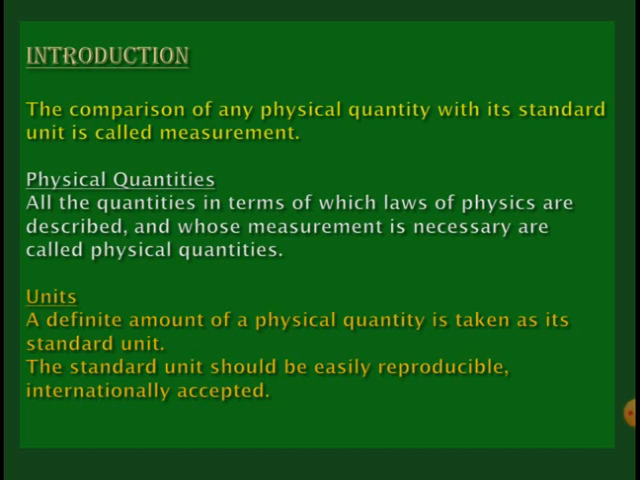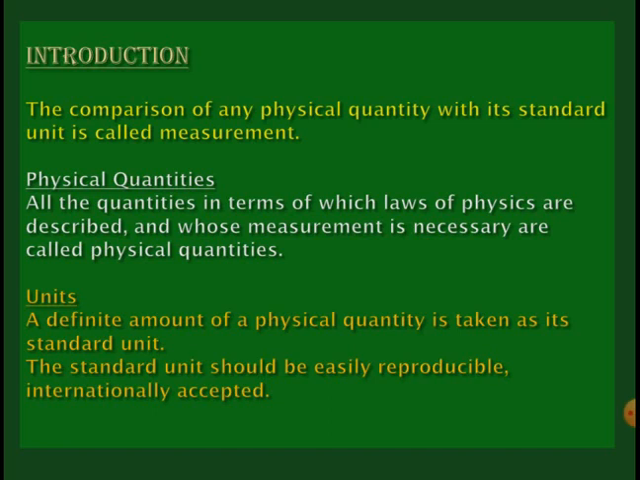Now next is physical quantity. Physical quantity is what? All the quantities in terms of which laws of physics are described and whose measurement is necessary are called physical quantities. In a very simple and short definition, you can say physical quantity means any measurable quantity. Any measurable quantity is known as physical quantity. Suppose you are going to measure the length, the mass, the time, all these are measurable quantities.